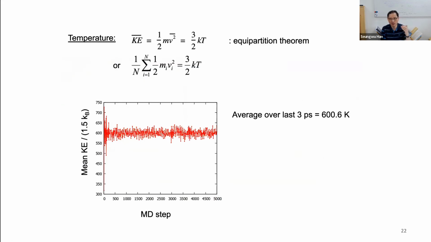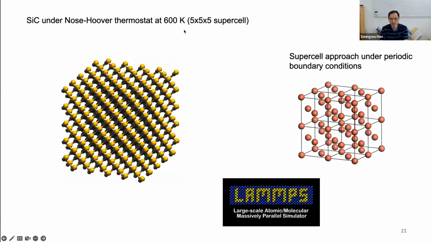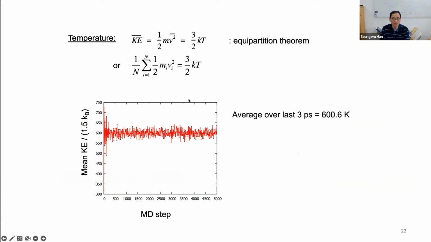And by analyzing the trajectory, you can obtain the temperature or the velocity. Thermodynamically, the temperature is nothing but the mean kinetic energy, right? So from the trajectory, we calculate the mean kinetic energy and divide it by 1.5 times the Boltzmann constant, and it gives you the temperature of the system, right? On average it is 600 Kelvin, and therefore it is what we imposed in the beginning, 600 Kelvin. So meaning that the thermostat is actually working, right?